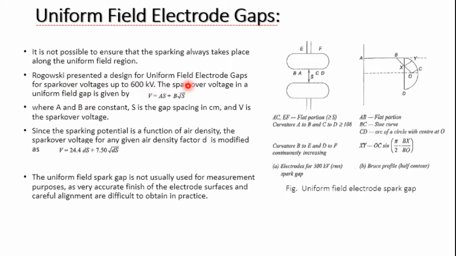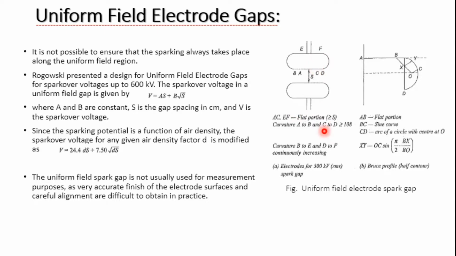kV. The spark core voltage in a uniform field is given by V is equal to A into S plus B into root of S, where A and B are constants, S is the gap spacing in centimeters, and V is the spark core voltage. A typical uniform field electrode is shown in the figure. This is the first figure.